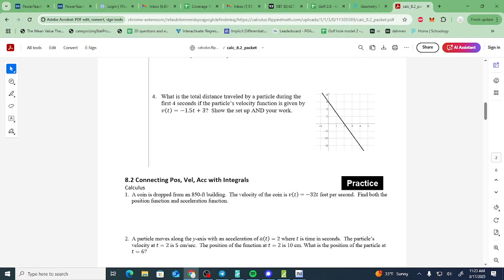Alternatively, you could go from 0 to 2 and 2 to 4 and make two integrals, but that's just way more work than you need. The absolute value sign just flips that up, that's the easiest thing to use.